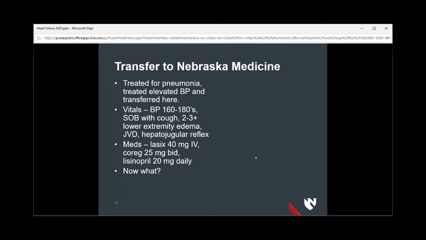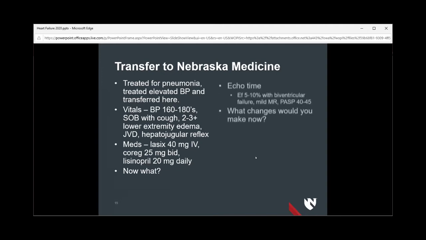This was a small hospital in Iowa, and they felt potentially he had something more going on, so wanted him transferred and treated for further management. His vitals on transfer show blood pressure still in the 160s to 180s. He was short of breath with a cough, had 2 to 3 plus lower extremity edema, and still had the JVD and hepatojugular reflex. Current meds he came on were Lasix 40 milligrams IV, Coreg 25 BID, and lisinopril 20. Do you guys have any thoughts of what we would do now?